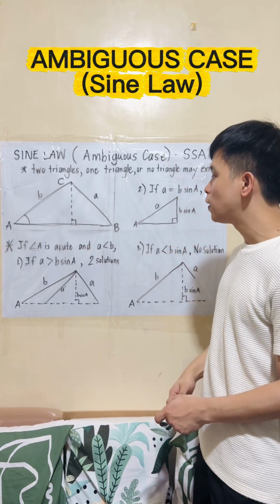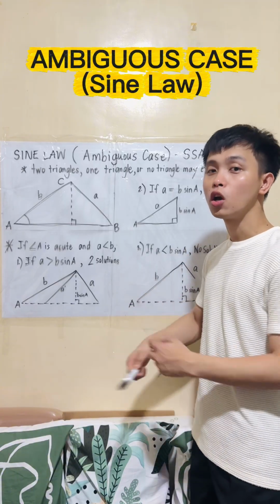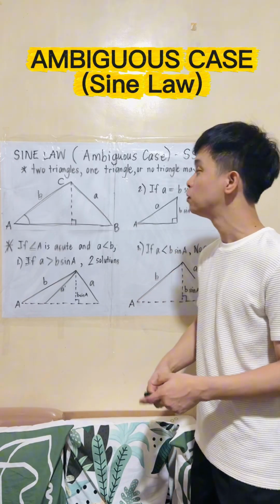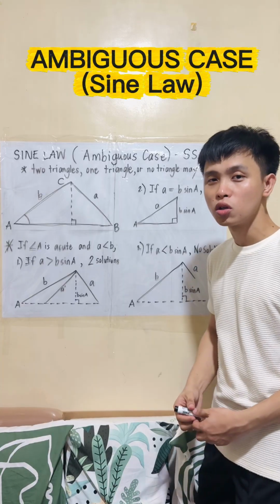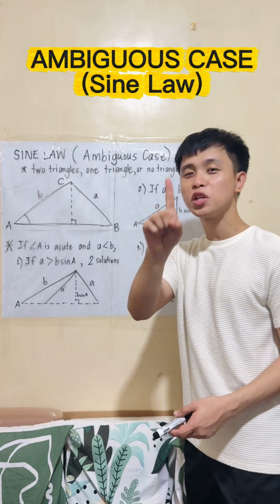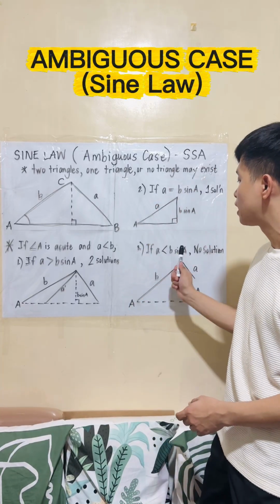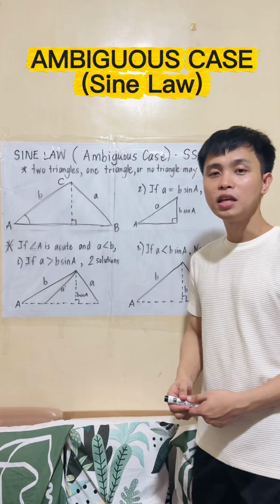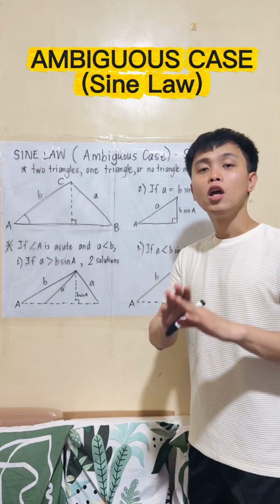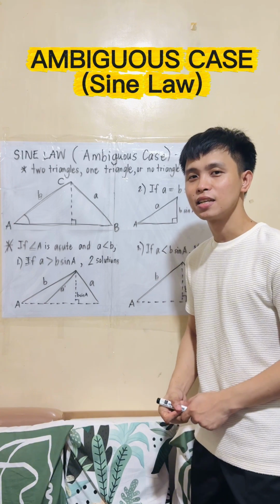The first possibility, two solutions. So there are two triangles which can be formed. The second one is one solution. There is only one triangle which can be formed. And the third possibility is no solution, meaning no triangle may exist.